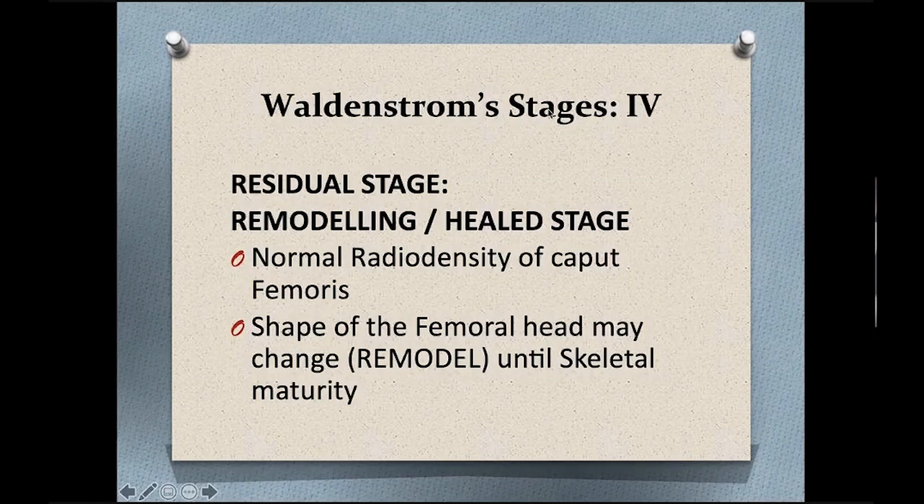Then stage 4 is called, now completed at 3 to 4 years. After 3 to 4 years of this life cycle, there is a remodeling. Whatever remodeling occurs depends on Wolff's law: where there is more stress, more bone formation, and when there is less stress, less bone formation. That is Wolff's law, and it applies in stage 4. Then the normal radiodensity of the epiphysis, the caput femoris, reappears. The shape of the femoral head is remodeled till skeletal maturity.